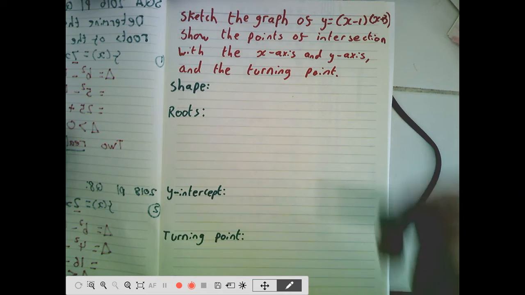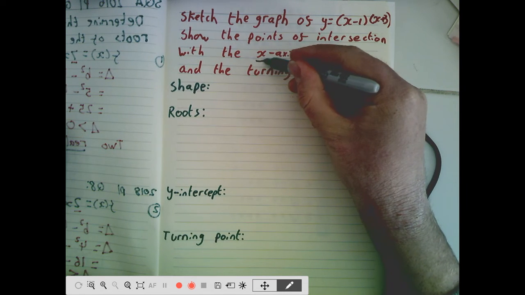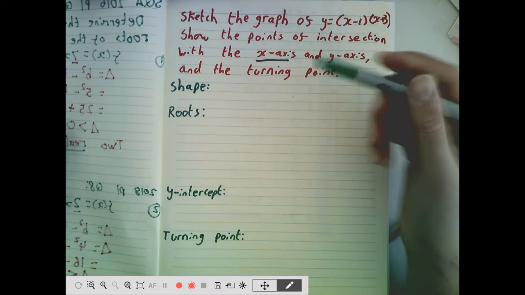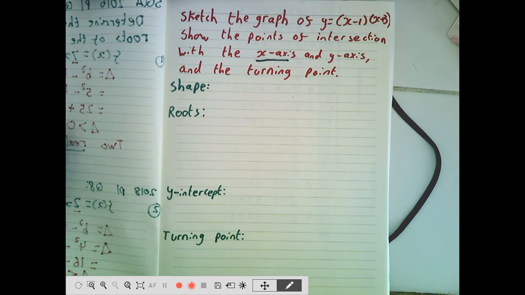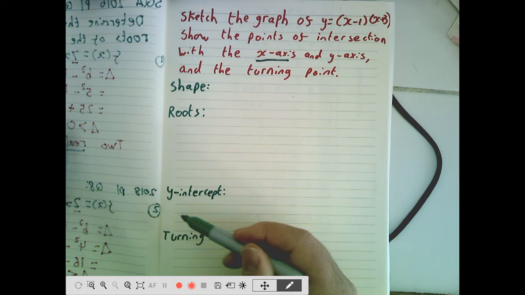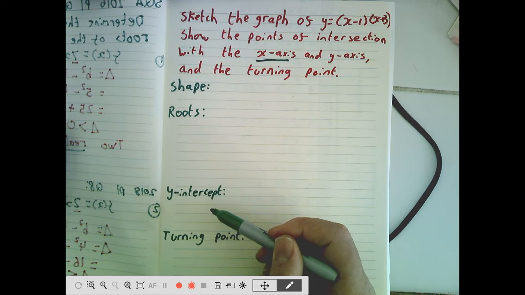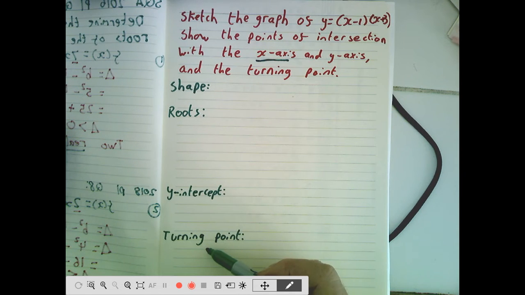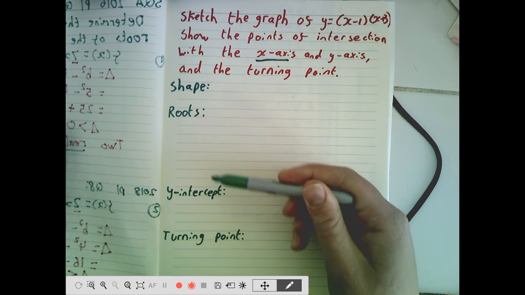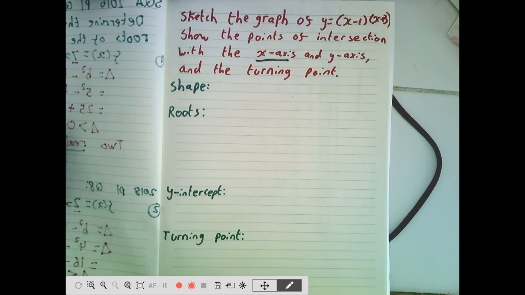We know what the points of intersection with the x-axis are called. That's called finding the roots, okay? The point where the curve passes through the x-axis, that intersection point, is one of the roots. And the y-axis, we call this the y-intercept. You can see I've written y-intercept down here. We've also been asked to find the turning point.